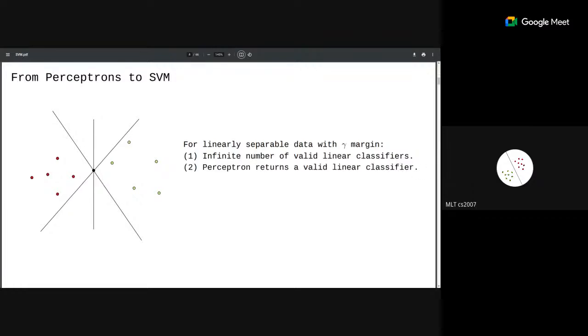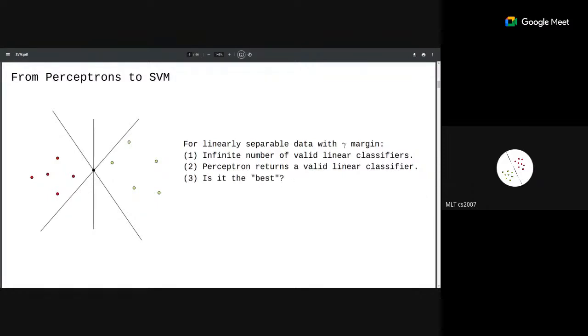So what perceptron does is it gives you one valid linear classifier. It could be any one of these three. There is nothing special about the classifier it returns. All that perceptron tells us is that if you give me linearly separable data with gamma margin, I will give you one of these lines. It doesn't state anything more than that. So that is perceptrons.